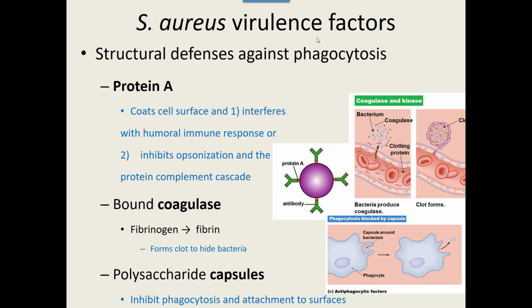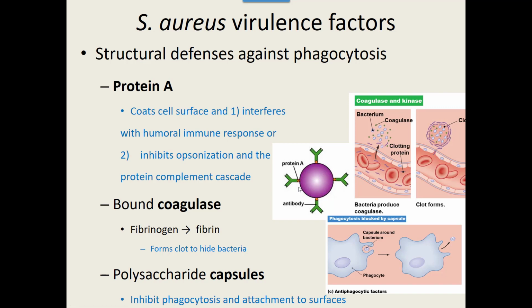Now, Staph aureus has a whole bunch of virulence factors. So these are all things that help the bacteria cause disease. So it's good for it, bad for us. The very first ones we'll discuss are structural things that Staph aureus has. And the first thing is that it has protein A. Protein A, a little orange circle here, coats the cell's surface. So it actually coats that bacteria. It's a big gram-positive cocci there. It coats the surface, and one, it interferes with our humoral immune response.